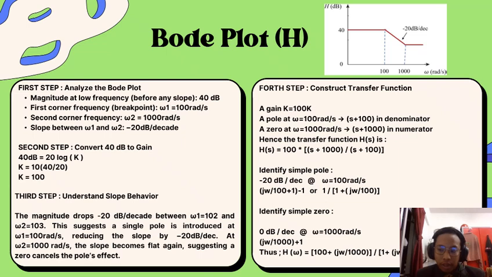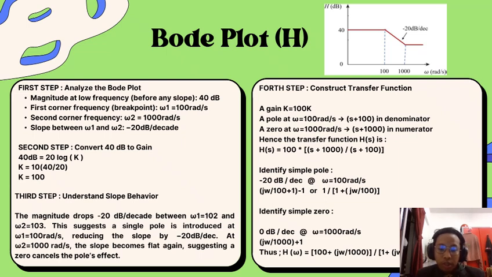effect. So the next step is we convert the 40 decibel flat magnitude into a linear gain value using the formula dB equal to 20 log 10 multiplied by K. So we put the value into the formula and we get the K equal to 100.